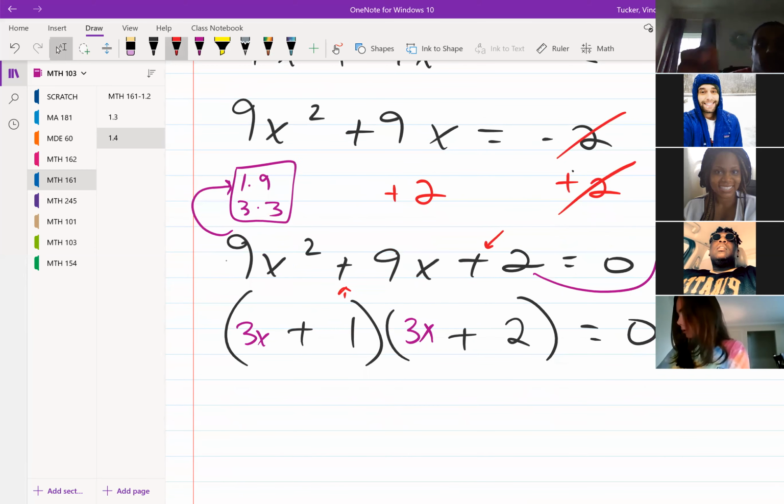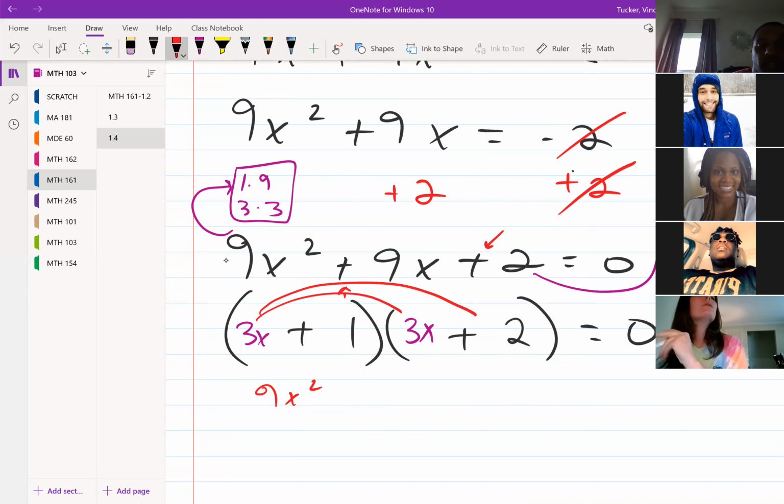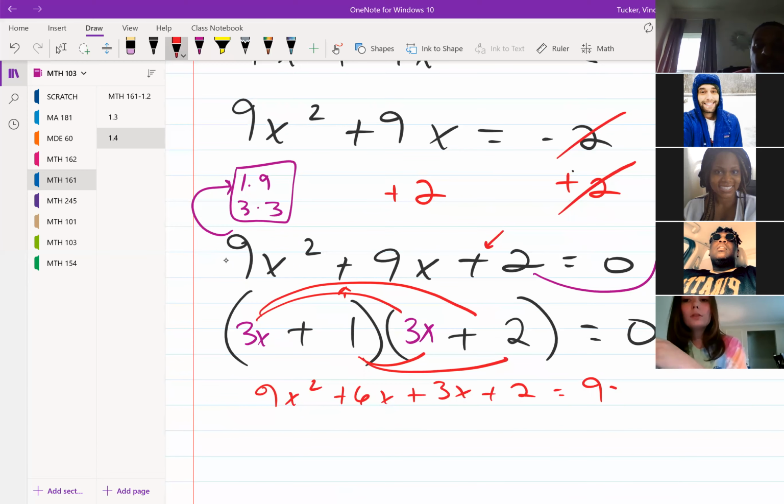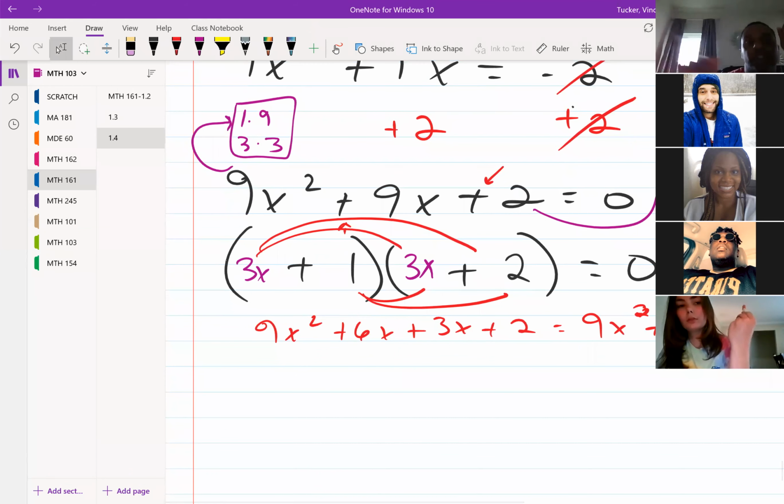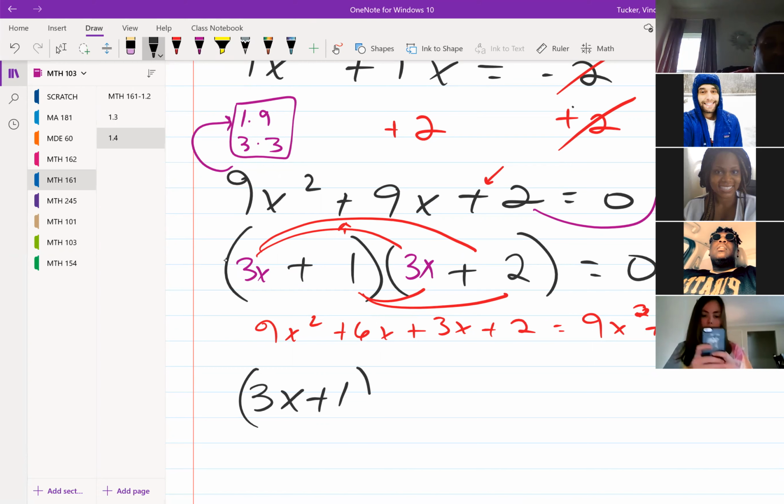And once again, don't forget, you can always check it if you're not sure. 3x times 3x is 9x squared. 3x times 2 is 6x. 1 times 3x is 3x. And 1 times 2 is 2. And notice I get 9x in the middle after I add my like terms. So that's what we're talking about, checking your factorization and making sure that it actually is the correct factorization.